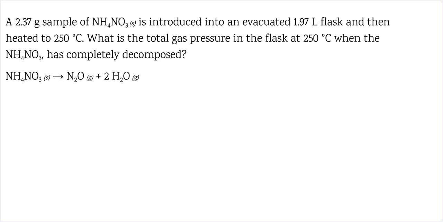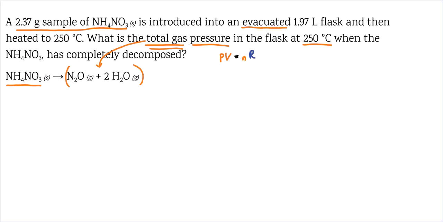A 2.37 gram sample of ammonium nitrate is introduced into an evacuated 1.97 liter flask and then heated to 250 degrees Celsius. What is the total gas pressure in the flask at 250 degrees Celsius when the ammonium nitrate has completely decomposed? We have our balanced chemical equation, and you'll notice that the total gas is going to be 1 mole of dinitrogen monoxide and 2 moles of water vapor, which gives us a total of 3 moles. Keep that in mind for later on.